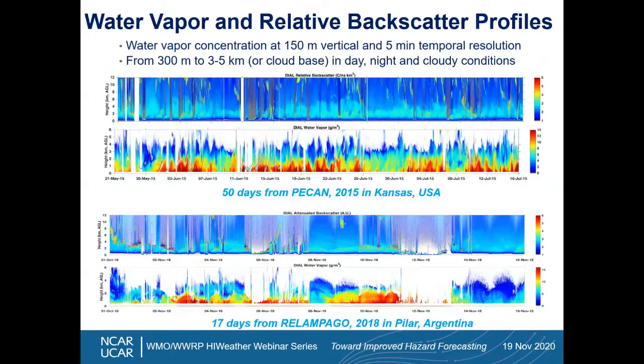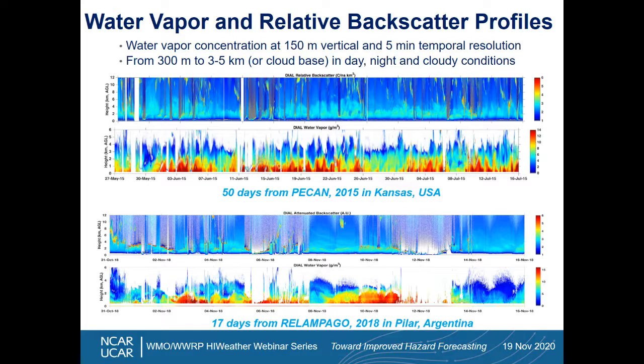Here's an example of data that we've obtained from MPD from 2 different field campaigns. The top 2 panels show data from a PECAN field campaign in Kansas in 2015. The bottom 2 panels show data from Argentina from the RELAMPAGO field campaign in 2018. For the top panel of each of these, I'm showing the relative backscatter from the surface up to 12 kilometers above ground level. So there's just a time series of these profiles from MPD with 5-minute temporal resolution. The second panel for each of these field campaigns shows the water vapor.